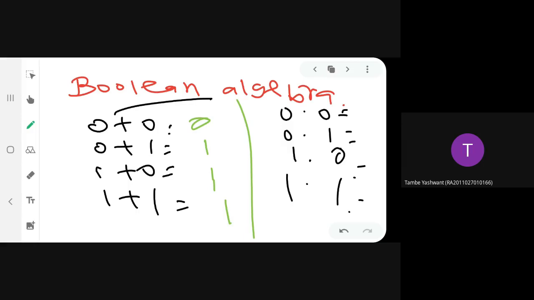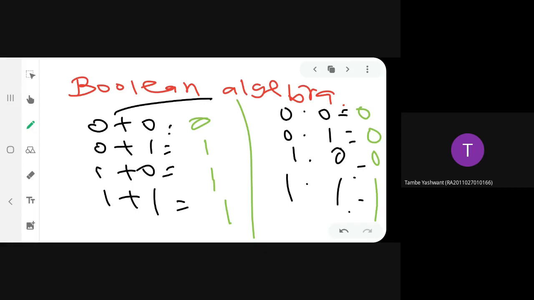Make a note. And if it is a Boolean multiplication operation, then it is all 0, except 1 into 1 is 1. So the outputs are 0, 0, 0 and 1. This is also equivalent to your AND gate only, no? So Boolean multiplication, binary multiplication and AND operation are almost all the same. Understood or not? Yes, ma'am.